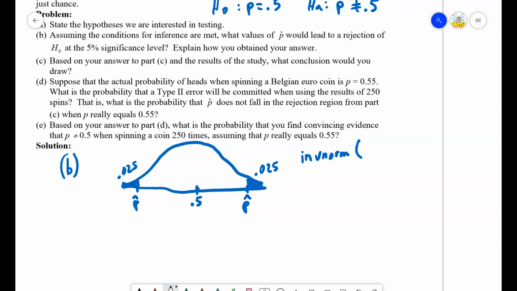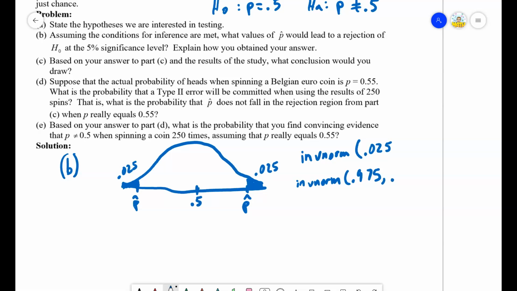So if we get a z star, or in this case we're going to want to get a p hat that lives above here to the right or below to the left. So what would those sample proportions be? So I want to inverse norm. I want to find an area to the left of 0.025, okay, or 0.975. There's two of them, right? And in fact, the one that we got looks like it's going to be higher, right?